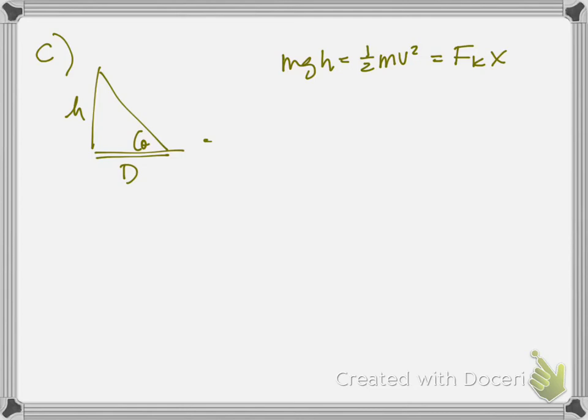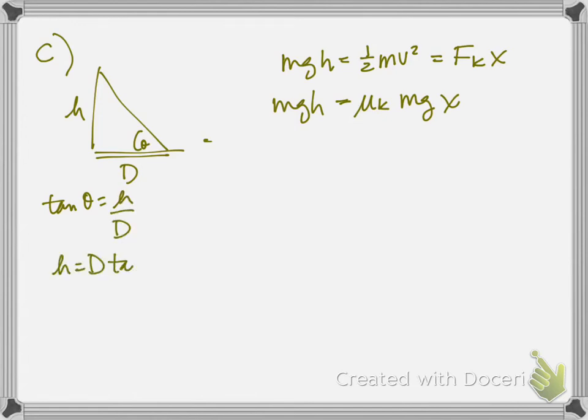Okay, so a little bit of manipulation here. mgh equals mu k times mg times x. The masses cancel out, but we need an expression for h. Looking at this triangle here, the tangent of theta is equal to h over d. So h equals d tangent theta. And we can use d and theta because d is remaining constant. No matter how the block is moving, that d is a fixed length, and theta is fixed, which we've been told before.